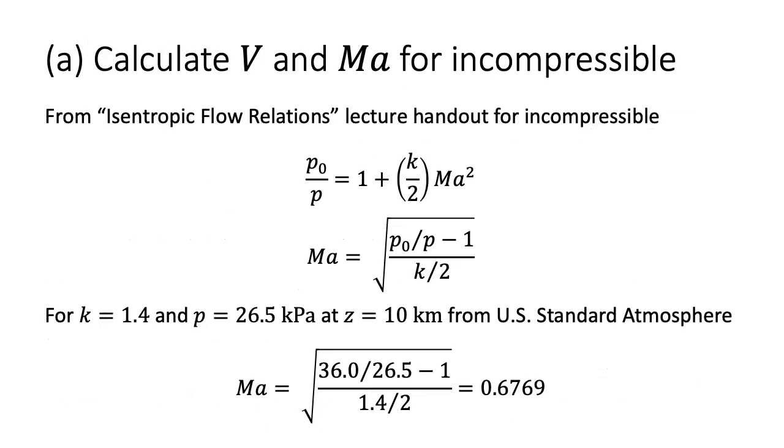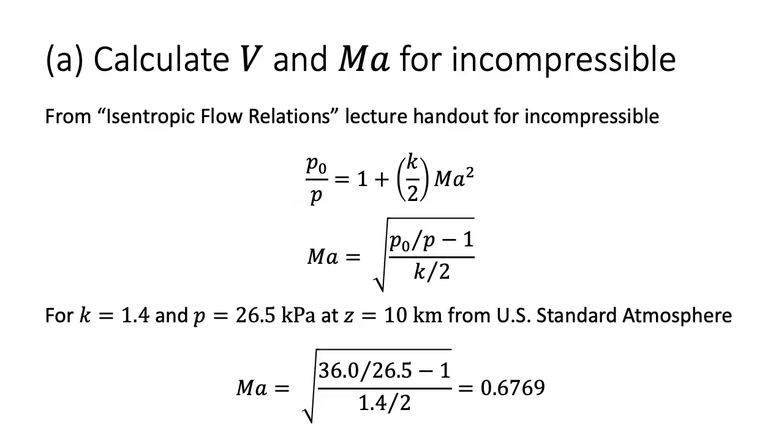For part A, calculate the velocity and Mach number, assuming incompressible flow. From the isentropic flow relations lecture handout, your textbook, or starting from the Bernoulli equation, the relationship is given for the ratio of stagnation to static pressure as a function of the initial Mach number for an incompressible flow brought to rest isentropically. The stagnation pressure corresponds to the pressure measured using the pitot tube pointing directly into the upstream flow. The static pressure corresponds to the local pressure for still air.